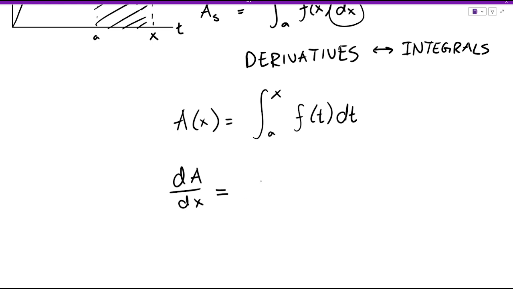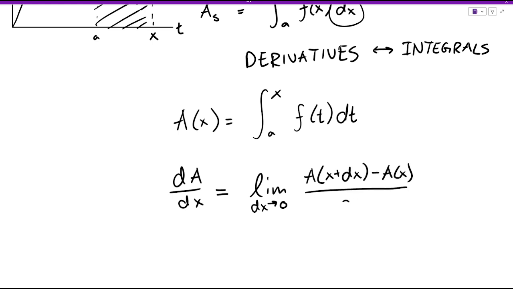So let's use our derivative notation, right? First of all, you'd have the limit as dx approaches 0 of A of x plus dx minus A of x all over dx, right? So the question is, how do we figure out what A of x plus dx is?